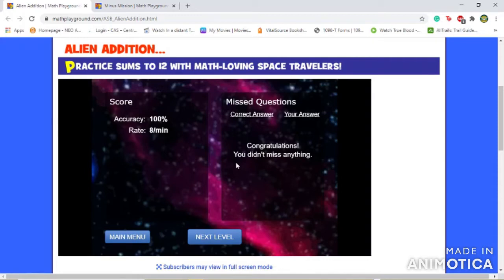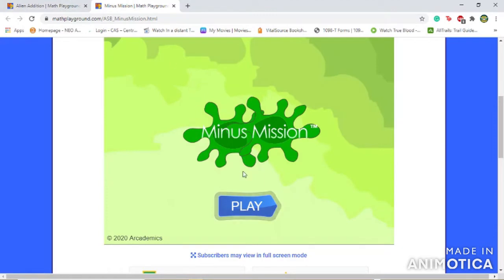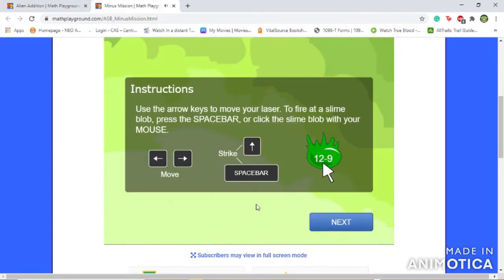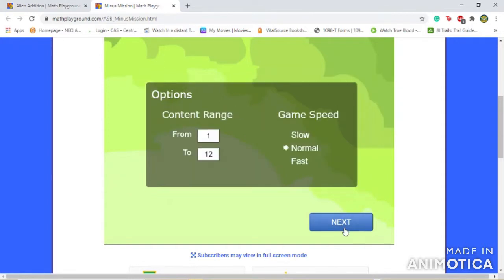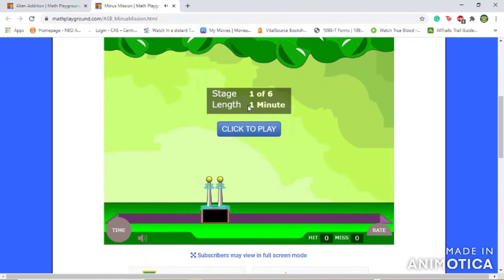And then after you've done this a few times, you can move on to Minus Mission, which is practically the same kind of setup as our previous game, except this time you're doing problems for subtraction. So you're going to click that, and it's the same instructions as before, but instead of firing at spaceships, you're going to be firing at these blobs. So you're going to click next. Again, make sure that you change the range to what you prefer, and also the game speed as well. And then you'll go forward, and again, it's the same setup.